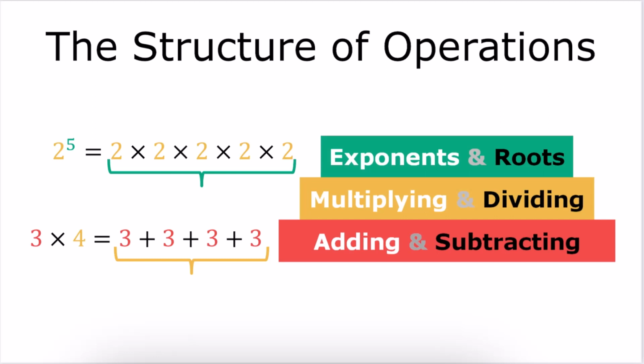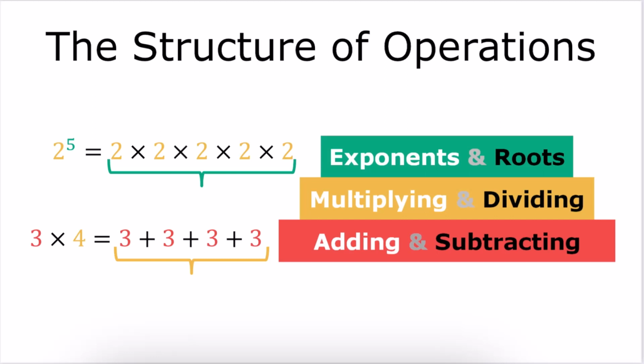Then the next layer of the pyramid is created when you have repeated addition, which is the same thing as multiplication. Because if I do 3 plus 3 plus 3 plus 3, 4 times, that's the same thing as 3 times 4. So the next layer of the pyramid or the structure of operations is created by doing repeated addition. Repeated addition creates multiplication, and then division is the inverse of multiplication. So again, it's on the same level because those two are inverse operations.